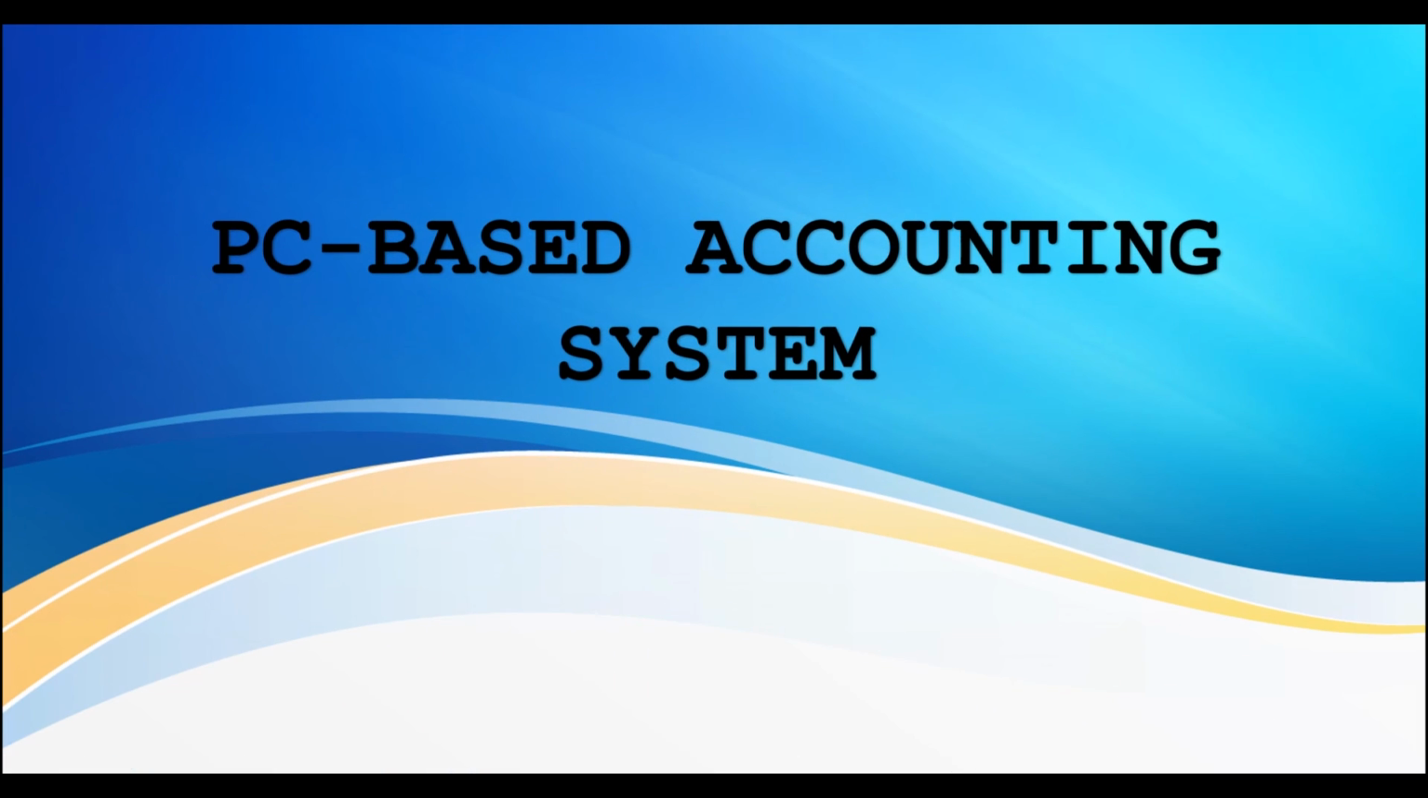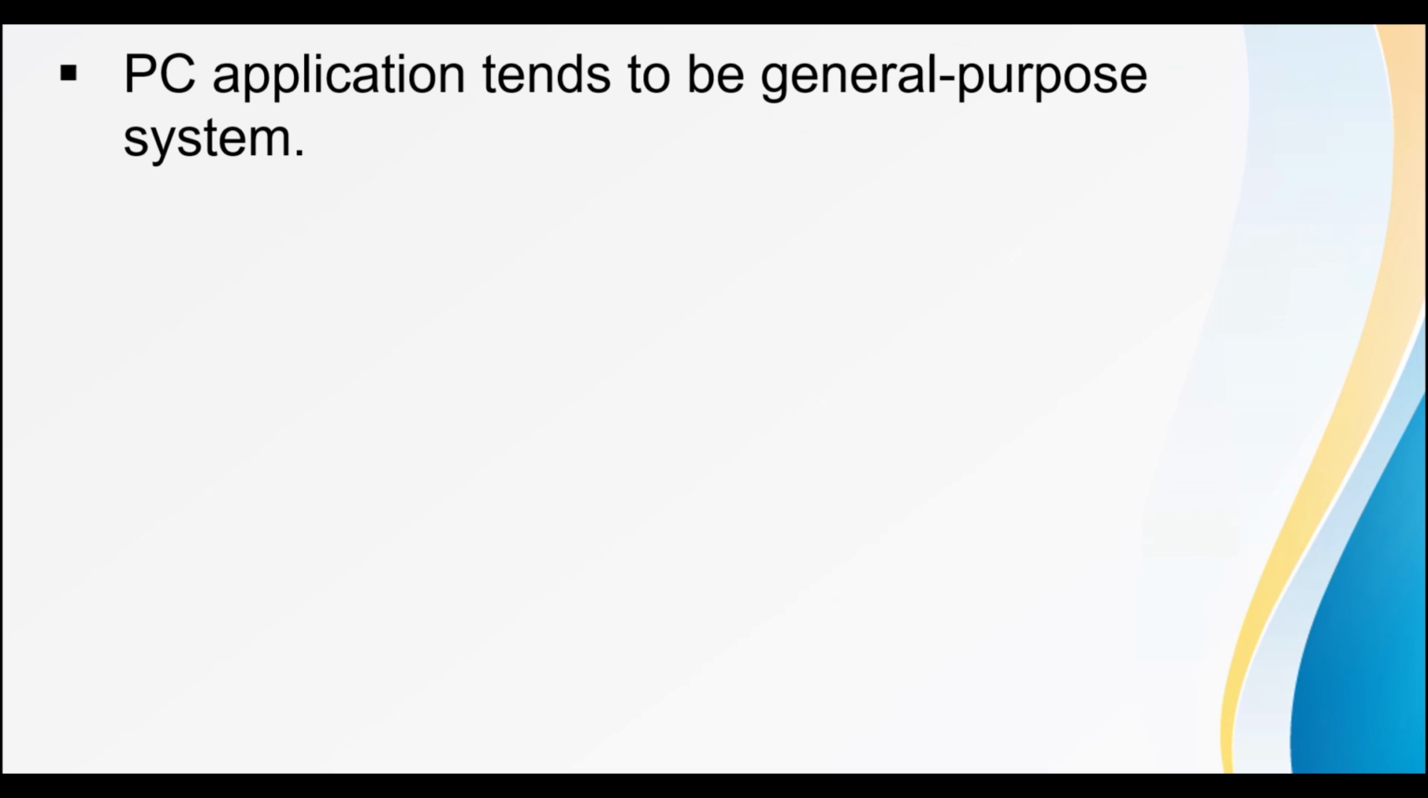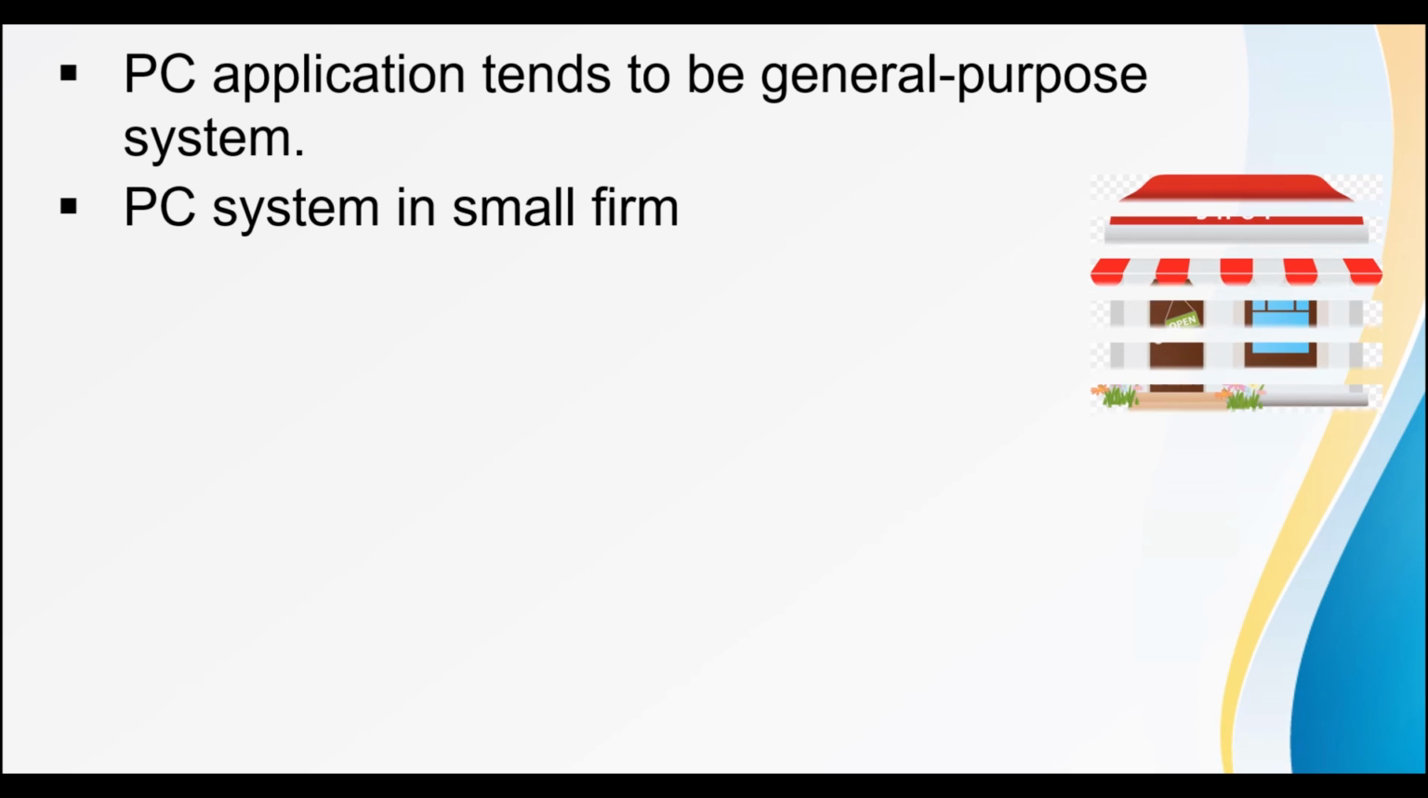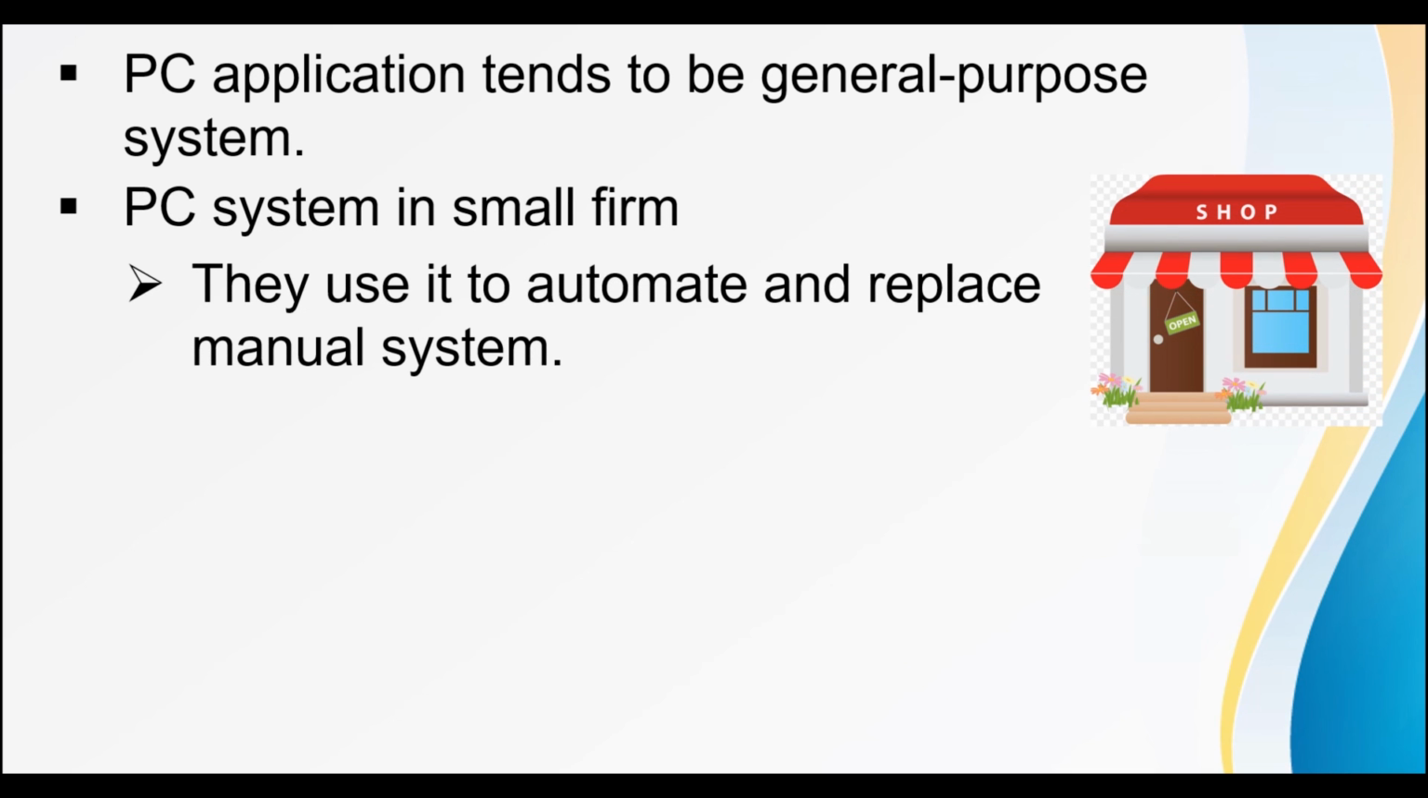PC-based accounting system. PC applications tend to be general-purpose systems. Why? Because they can serve a wide range of needs and meet specific user requirements. PC system in a small firm. They use it to automate and replace manual systems for them to become more efficient and competitive.